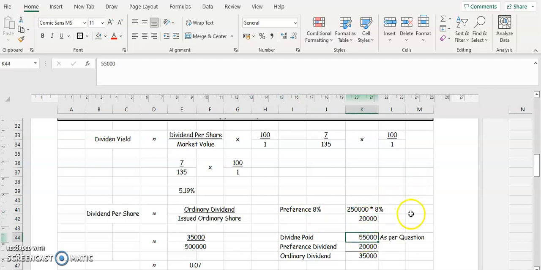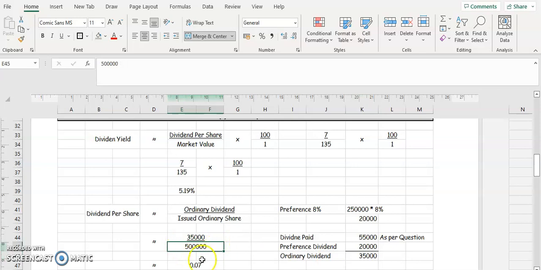We've noticed already that the dividends paid from our profit and loss account from the question is 55,000. Of that 55,000, 20,000 is for preference dividends. So we're going to take 20,000 away from 55, and that's going to give your ordinary dividends that we've paid. So we've paid out 35,000 ordinary dividends.